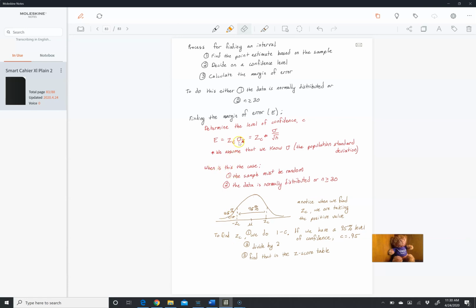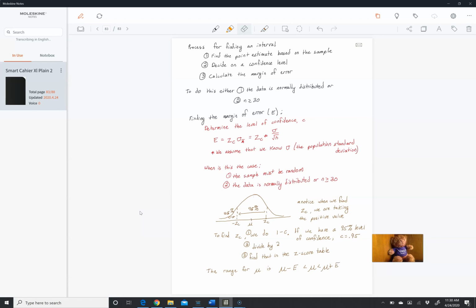The sigma x bar is given to us because we know the sigma and we have to know the sample size. And we calculate the margin of error. And then our range for our mu, we subtract the error and we add the error.